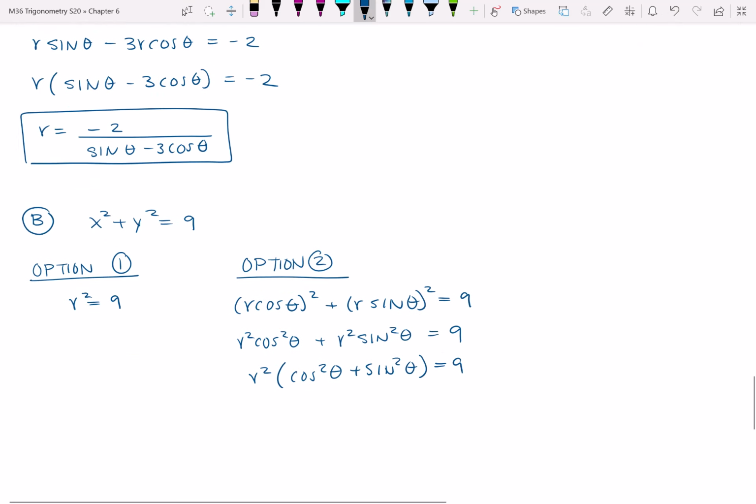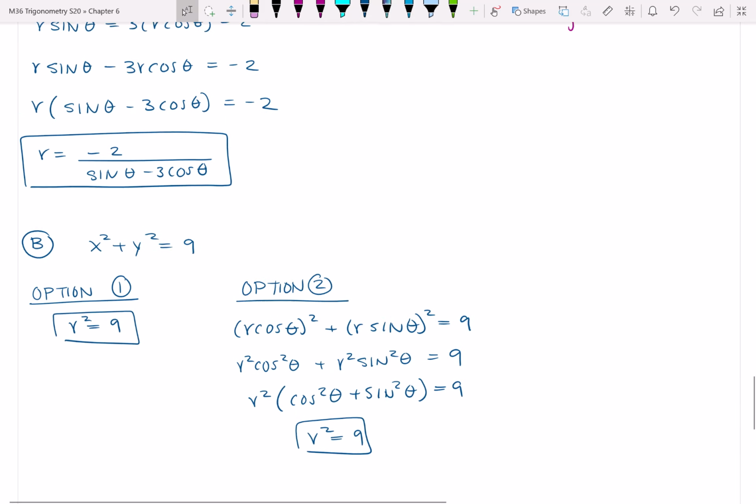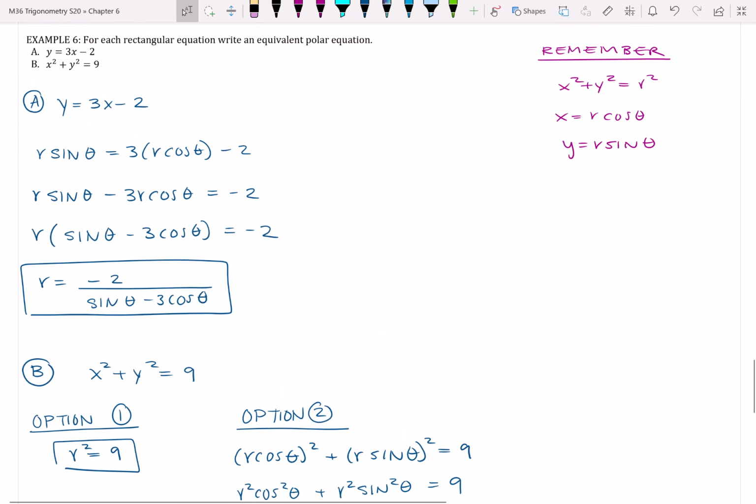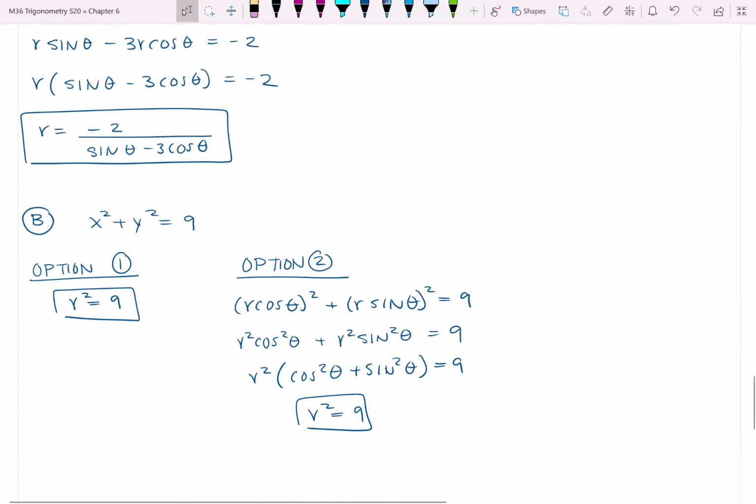So notice that we get the same thing. Option number 1 was so nice, but you would have to be able to detect that. You detect that by doing a lot of problems, by practicing. You start remembering, oh, x squared plus y squared, that's just r squared. It just takes practice. And of course, if you didn't see that and went for option number 2, they're both good options. Just one of them is a little bit of a shortcut.